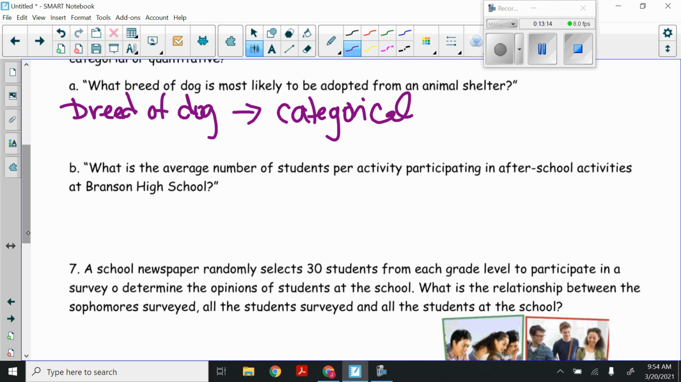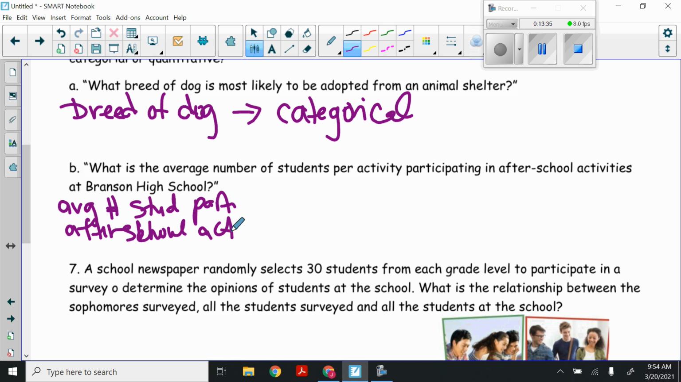B, what is the average number of students per activity participating in after-school activities at Branson High School? What is our variable? The average number of students participating in after-school activities. So that's our variable. Is that going to fall into categories? No, it didn't ask me what type of activities they were participating in. It asked, what's the average number? How many? That's going to be a number. So this is quantitative because this is numerical data.